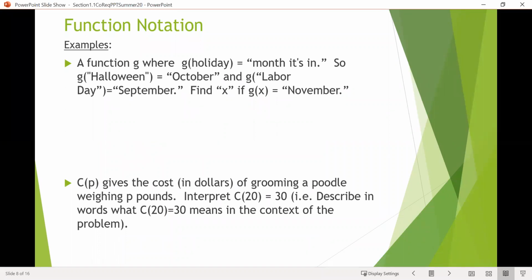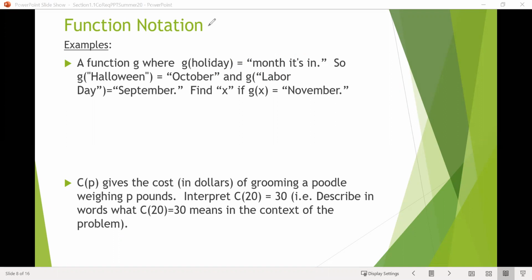The first one says a function g, where g of holiday equals the month it's in. So in this function, the inputs are holidays and the outputs are the months that they're in. Because of that, g of Halloween is October, because Halloween's in October. G of Labor Day is September, since Labor Day is in September. And then they want us to find x if g of x equals November.